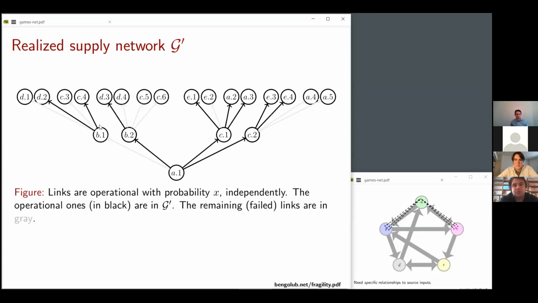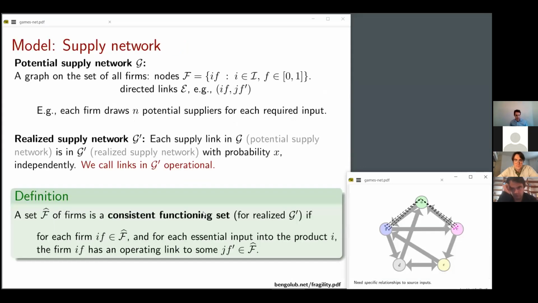Now, I told you before that we're going to keep some links with probability X. So here's a visual example. I've grayed out the links that have had a bad realization of being kept. That happened with probability 1 minus X. And then these links that were kept, that's probability X. So G prime, these are the realized supply links that actually can be used to ship stuff. Think of it like that.